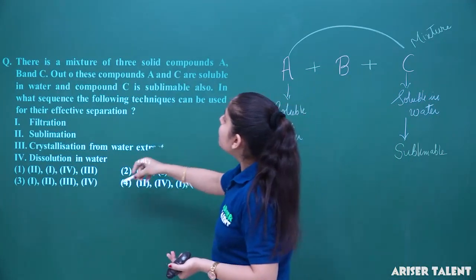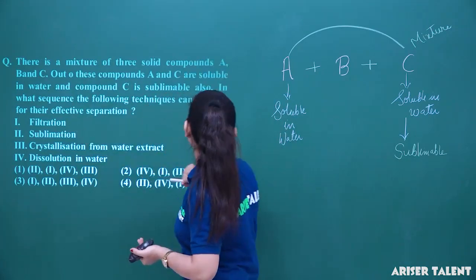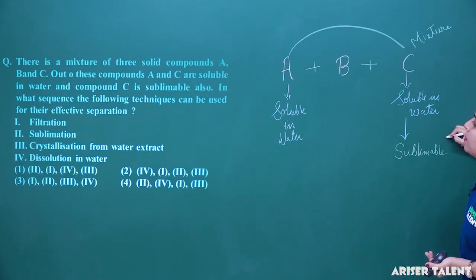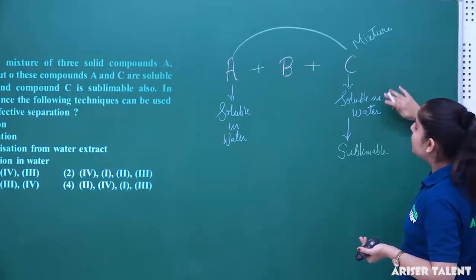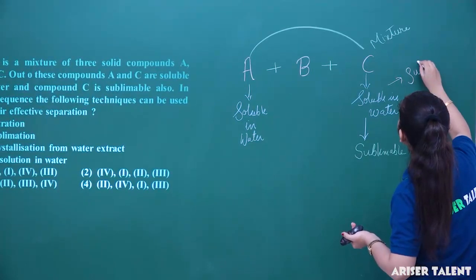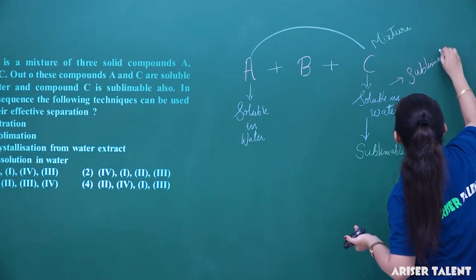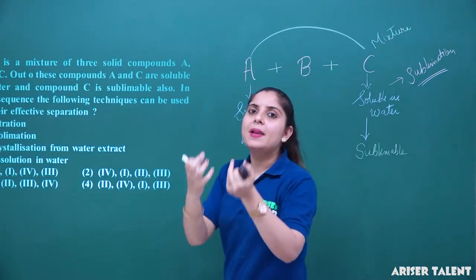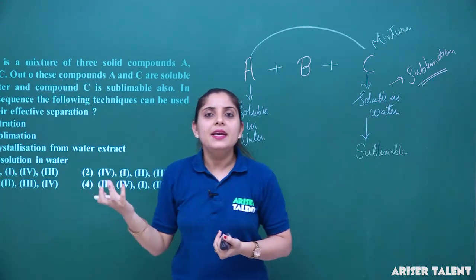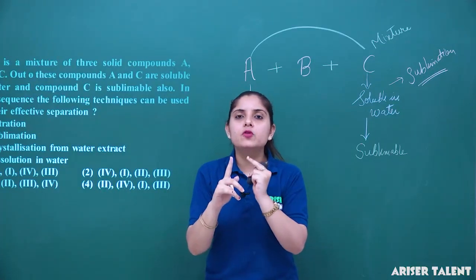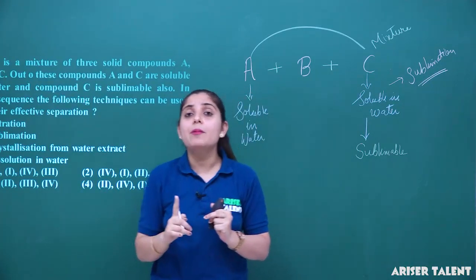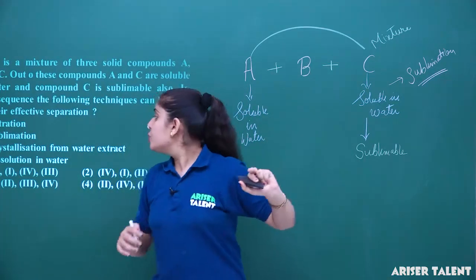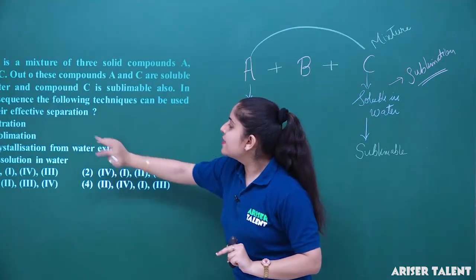In the first step, we will use sublimation because C is given as sublimable. If we have the three components A plus B plus C, definitely we will use sublimation first. Why are we using sublimation? Because on performing sublimation, the sublimable compound will vaporize very easily. So the first step is sublimation, because compound C is sublimable.